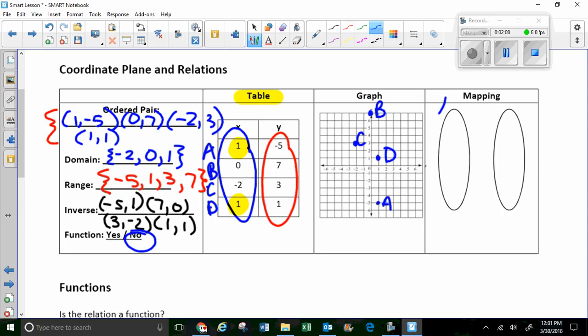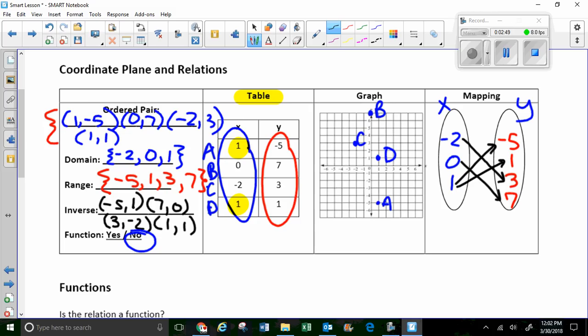For the mapping, remember to label your x and your y, your input, output, domain, range. And we're going to put our x values in order, -2, 0, 1. No repeats. Put your y values in order, -5, 1, 3, 7. Now, we are going to map my x values to the y values they correspond with. So -2, 3 was an ordered pair, so I'm going to map -2 to 3. 0, 7 was an ordered pair, so I'm going to map 0 to 7. And then 1 maps to -5 and 1.